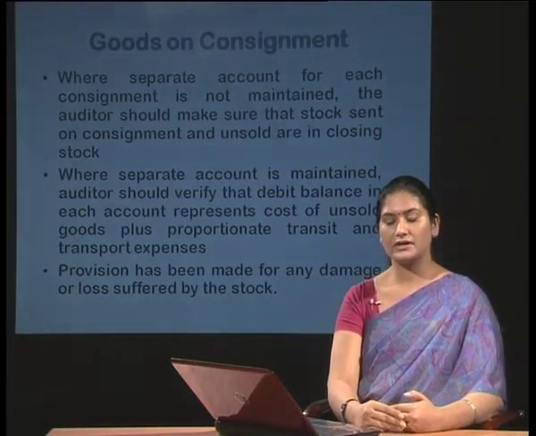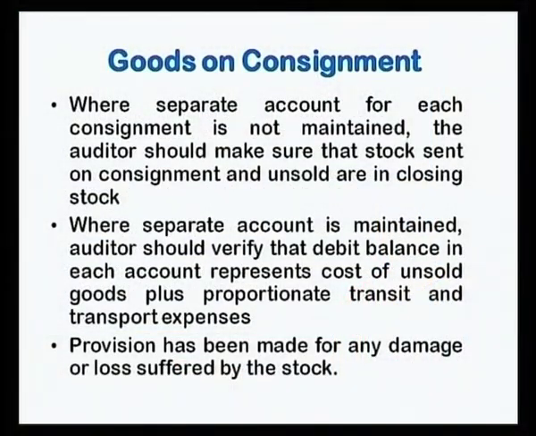Where a separate account for each consignment is not maintained, the auditor should make sure that stock sent on consignment and unsold is in closing stock. Secondly, where a separate account is maintained, the auditor should verify that the debit balance in each account represents cost of unsold goods plus proportionate transit and transport expenses. Provision has been made for any damage or loss suffered by the stock.